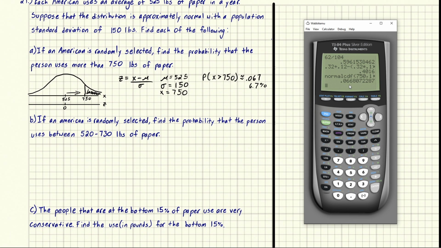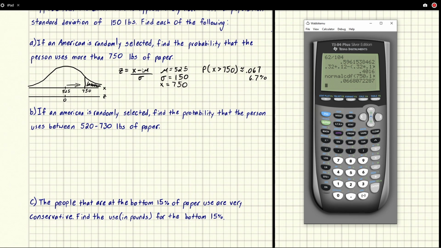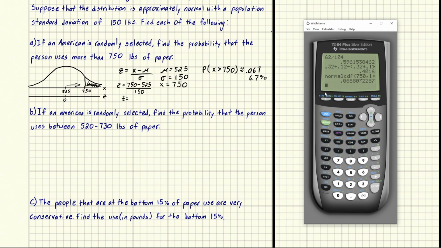But that's using the x values directly, and some teachers don't like you skipping the chart and they want you to use the z version. So we can get the z-score pretty easily by using this formula, right? So z is equal to x, which is 750, minus the mean, which is 525, divided by the standard deviation, which is 150. So we're going to do 750 minus 525, hit enter, and then divide by 150. And we get 1.5. So it's equivalent to a z-score of 1.5.